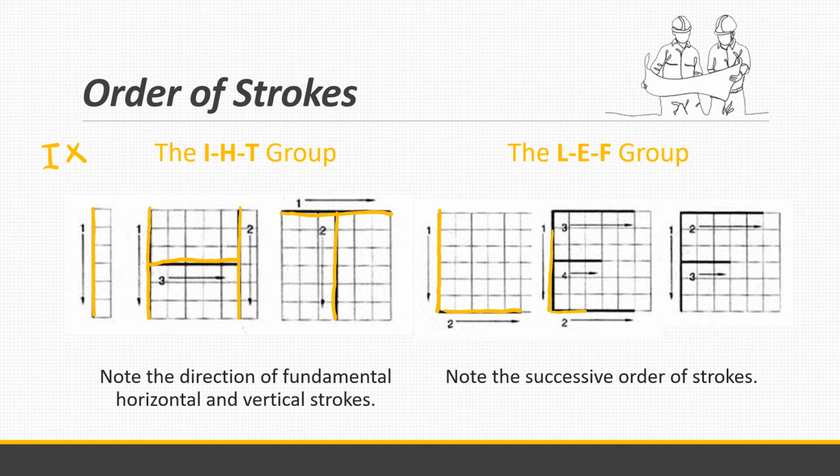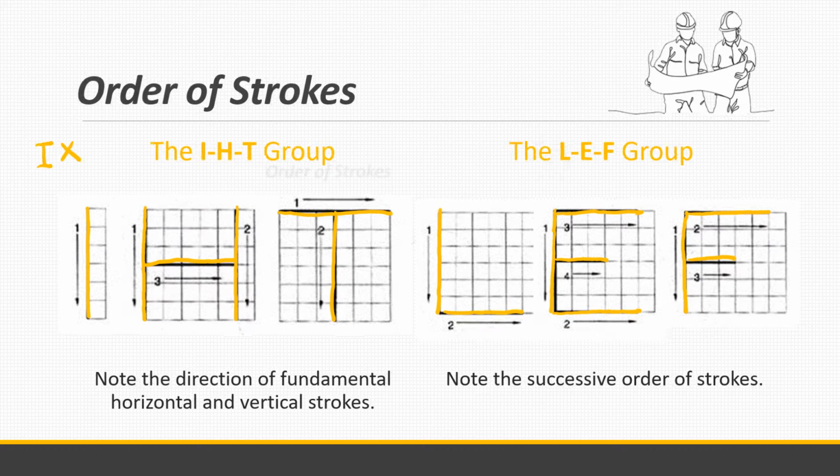1, 2, up to 5, 3, then the one in the middle goes up to 3 only. So the F is similar to the E, removing the lower part. So that is the IHT group and the LEF group.